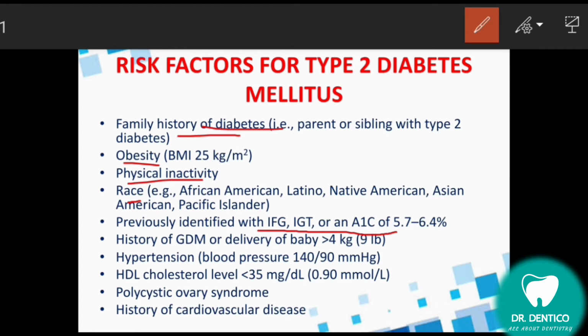So this is the fasting blood sugar, IFG, IGT, random blood sugar, and the last one is the A1C, which you already know, HbA1c. Then history of GDM or delivery of a baby of more than 4 kilograms, okay. As you all know, gestational diabetes mellitus is a risk factor for type 2 diabetes mellitus, okay. Then hypertension, HDL cholesterol level, polycystic ovary syndrome, and the history of cardiovascular disease, okay.